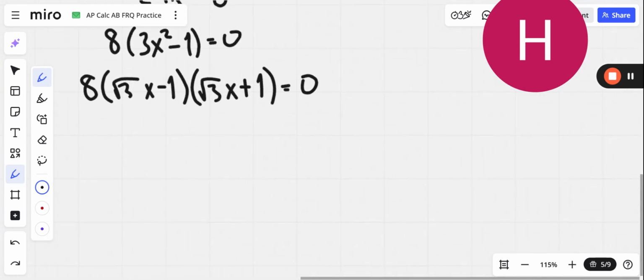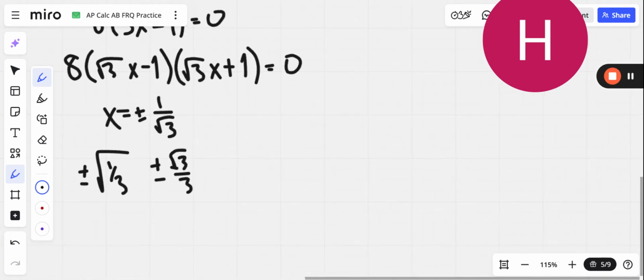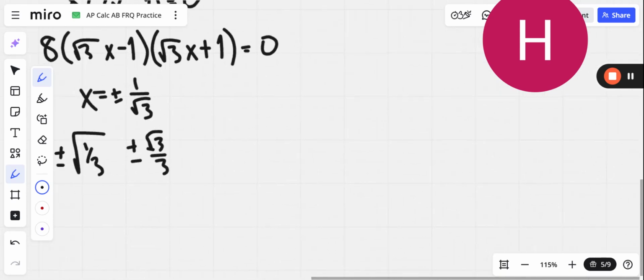And of course, as far as x values, we're going to get x equals plus or minus 1 over root 3, which you could also call plus or minus square root of 1/3, or you can call plus or minus root 3 over 3. Those are all the same value. It doesn't matter which one of them you use, really.